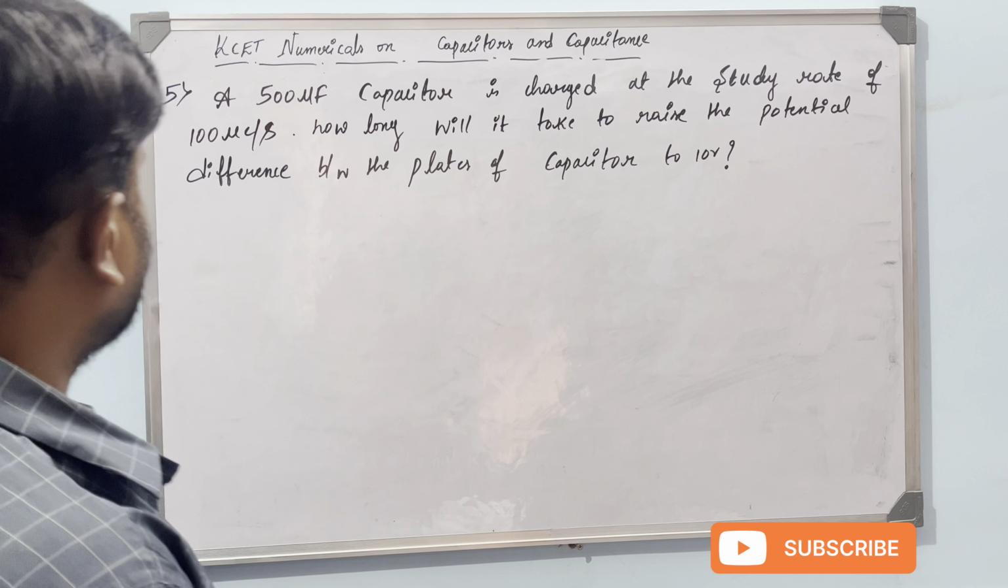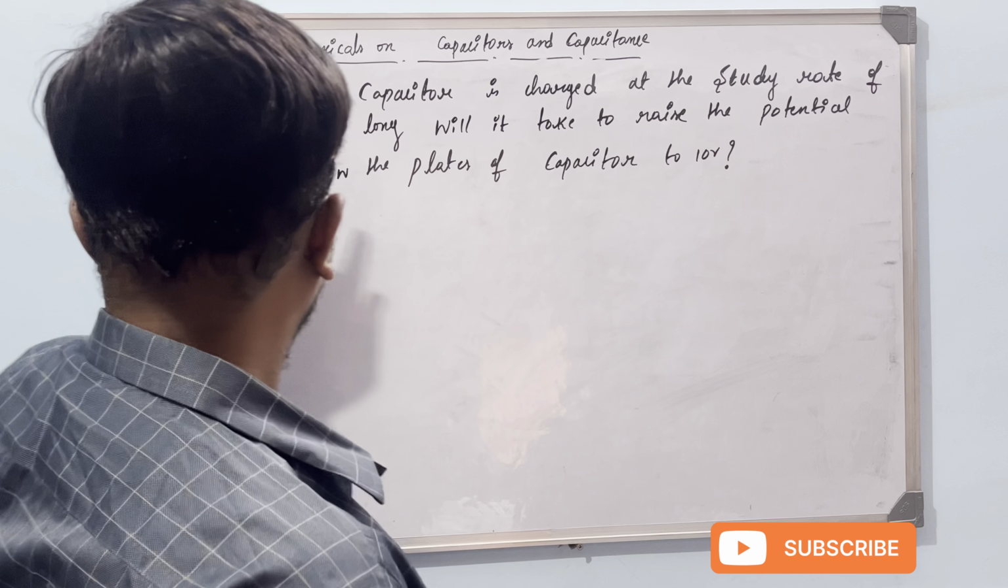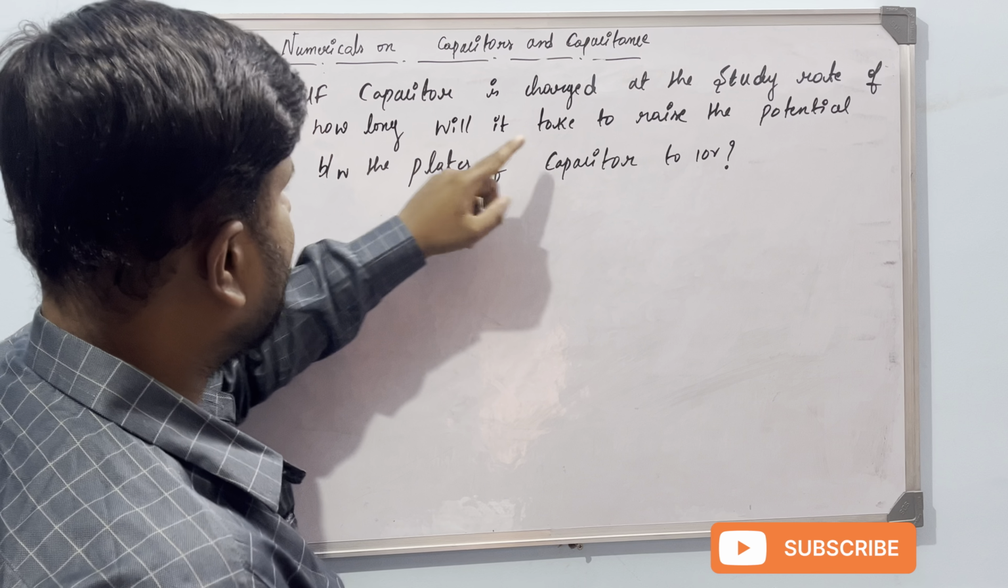Now the next numerical: a 500 microfarad capacitor is charged at a steady rate of 100 microcoulomb per second. How long will it take to raise the potential difference between the plates of the capacitor to 10 volt? What data have they given? The capacitor value is 500 microfarad, that is 500 into 10 to the power of minus 6 farad.